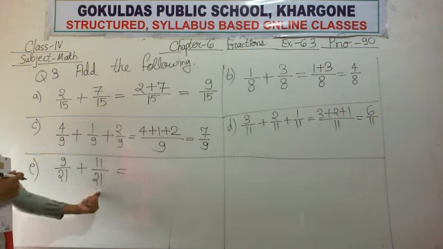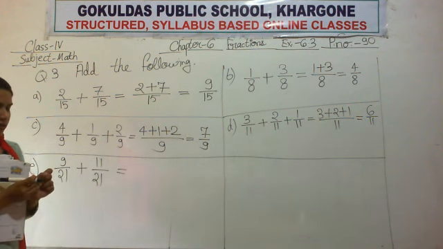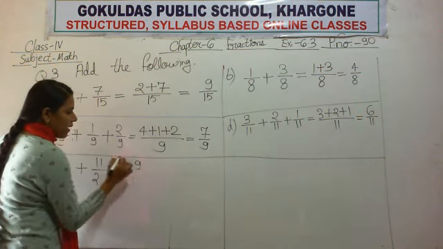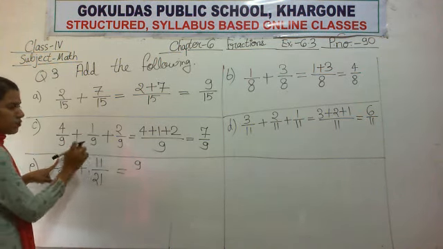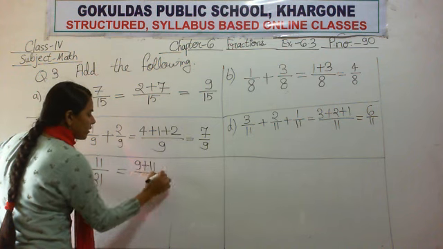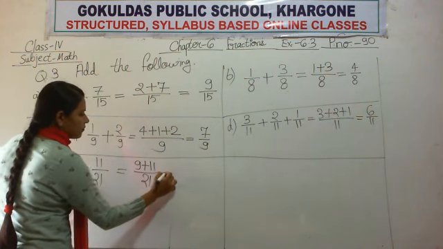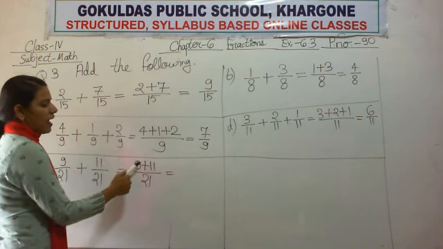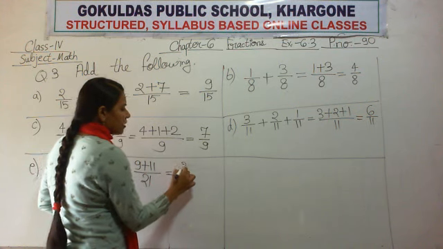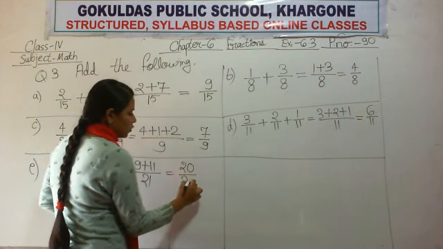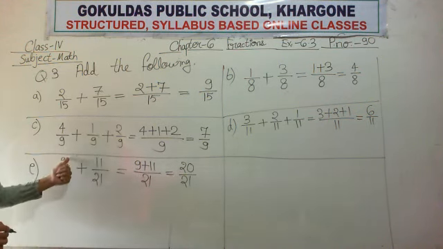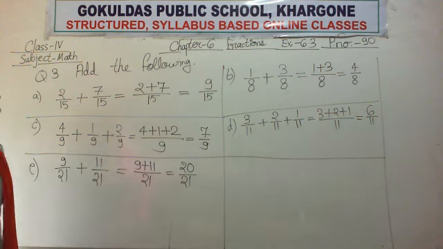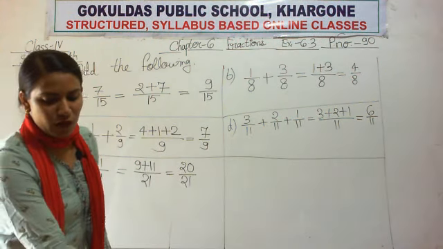Both the numbers having 21, 21. Both the numbers having same denominator. So, if same denominator is there, then we add the numerators together. 9 is numerator, 11 is numerator. We add them together over the same denominator. Now solve the numerator part. In numerator part, 9 plus 11. 9 plus 11 means 20 upon 21. So when we add 9 upon 21 with 11 upon 21, we get 20 upon 21. Now F.